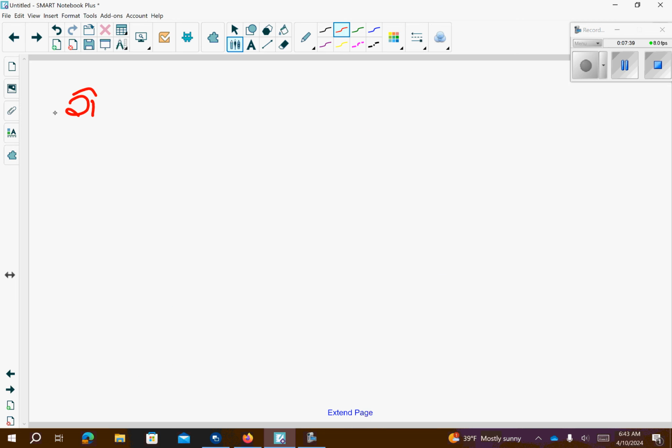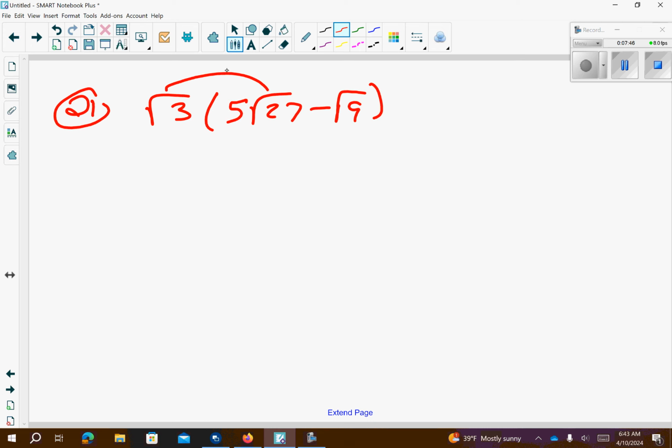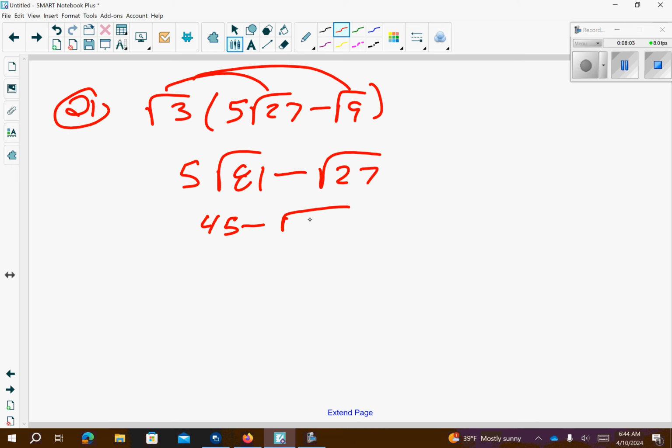Number 21, I get root 3 times 5 root 27 minus root 9. So let's distribute. I'm going to get 5 root 81, because root 3 times 27 is 81, and minus root 27. So square root of 81 is 9. 9 times 5 is going to give me 45. 27 breaks down to 9 and 3, so square root of 9 is 3. So 3 root 3.